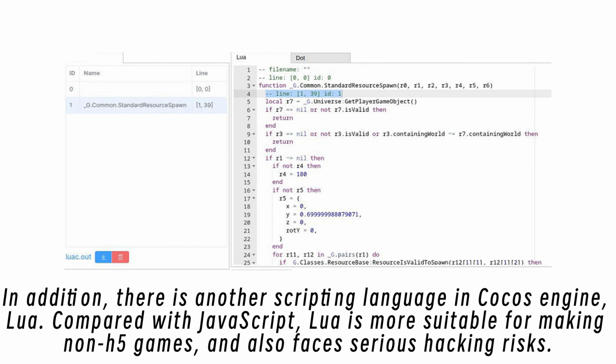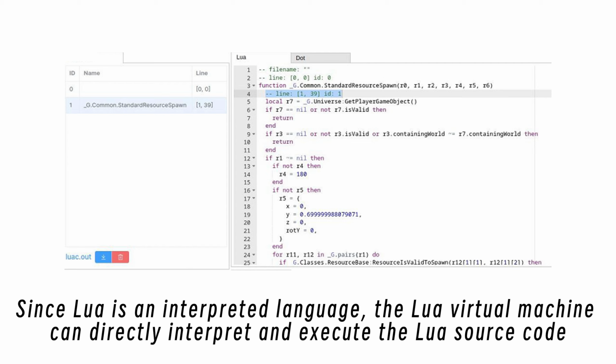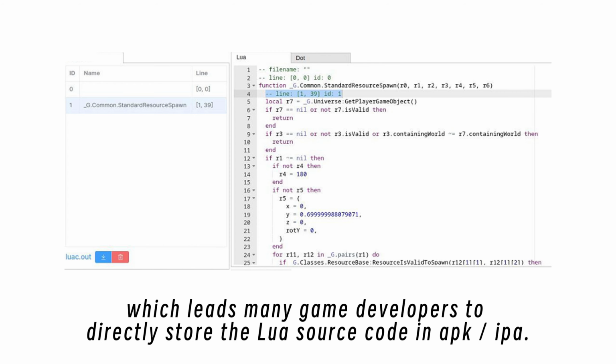In addition, there is another scripting language in Cocos engine, Lua. Compared with JavaScript, Lua is more suitable for making non-H5 games and also faces serious hacking risks. Since Lua is an interpreted language, the Lua virtual machine can directly interpret and execute the Lua source code, which leads many game developers to directly store the Lua source code in APK and IPA.